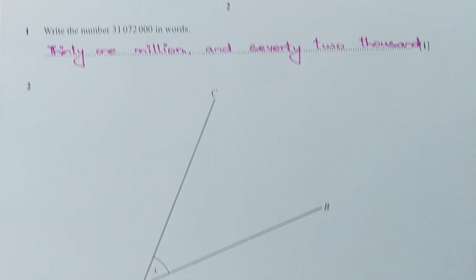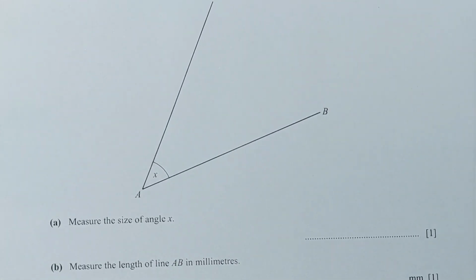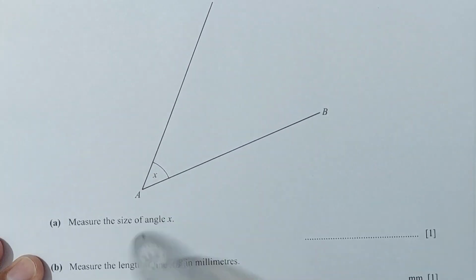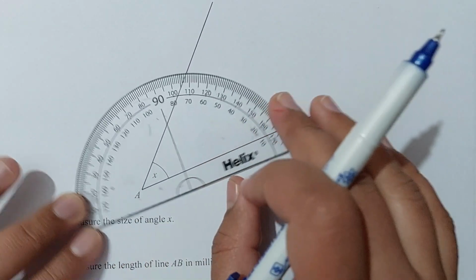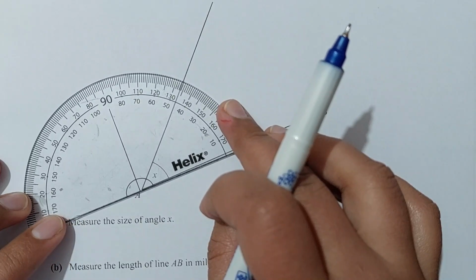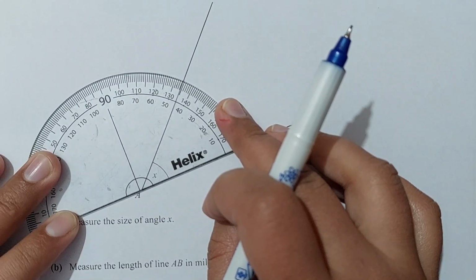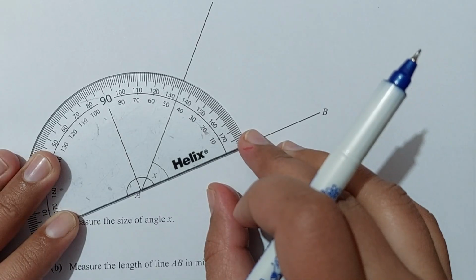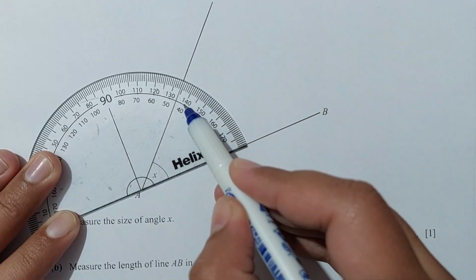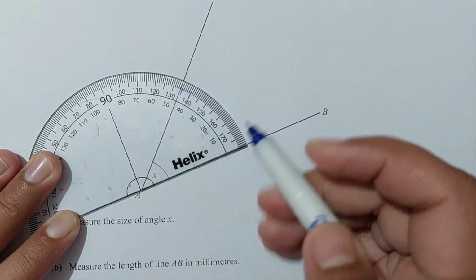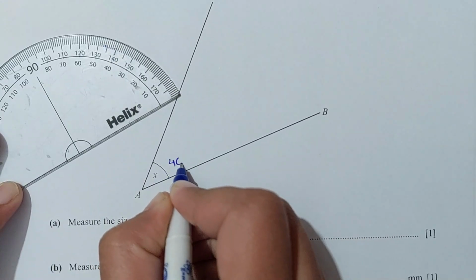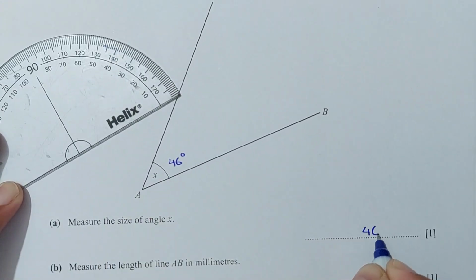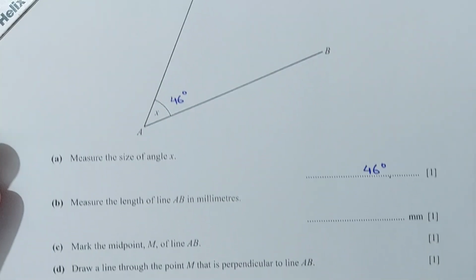Question number 2, part A. Measure the size of angle X. So use the protractor and let's measure the size of this angle X. Okay, so this angle X is 46 degrees. 46 degrees is the size of angle X.